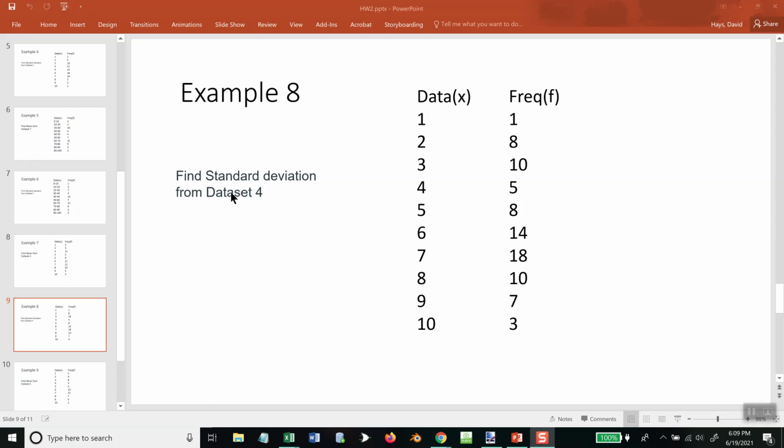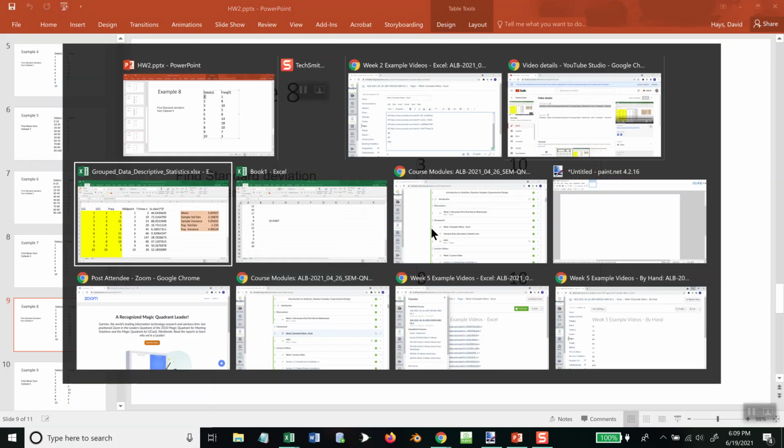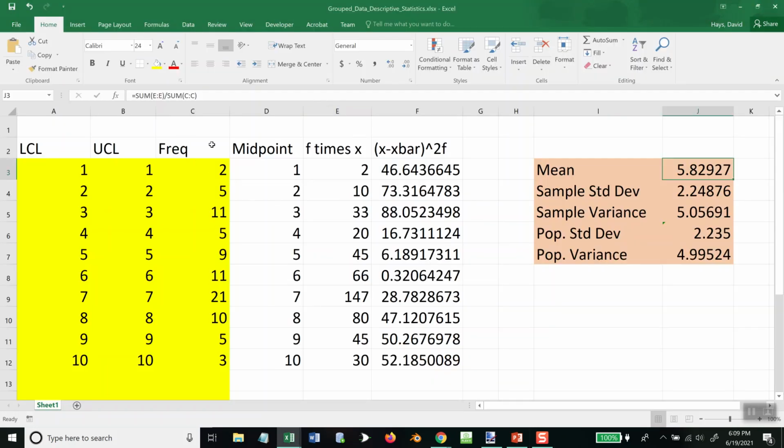Let's look at this example. Want to find the standard deviation. So we got, this is group data, even though there's not a range of values, it's just for one. When you just have one like that, after you download the group data descriptive statistics spreadsheet, the value of one you put into both lower class and upper class.